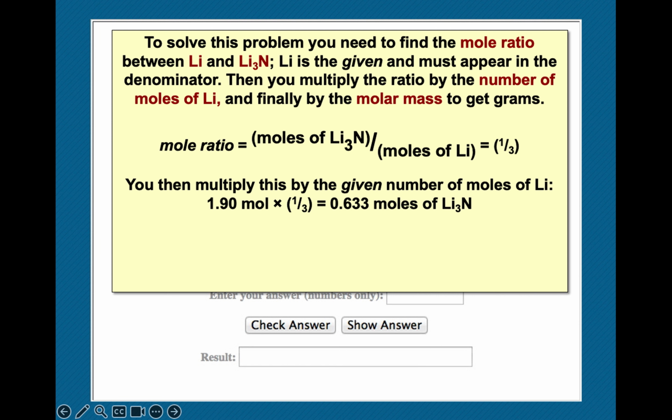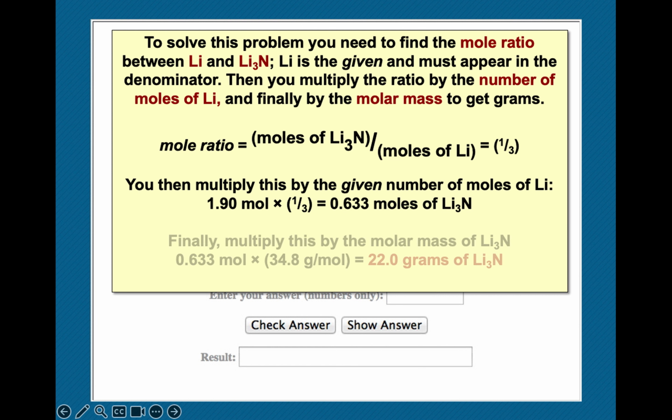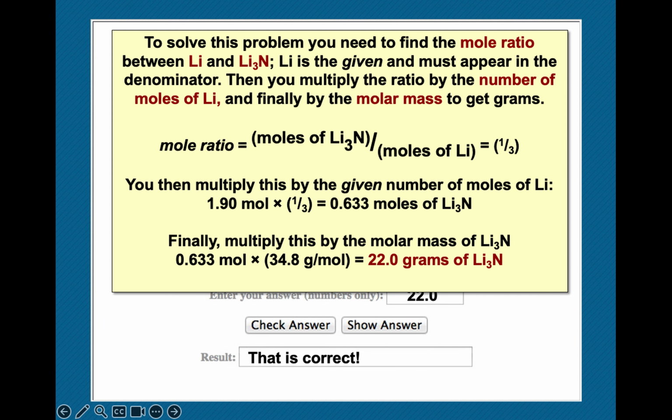How do we get grams? We know the molar mass of this, it was given, it's hidden, 34.8 grams per mole. Simply multiply these together, 22 grams is our answer. So again, this problem differs from the first one. You have to do this part first, but that's not your answer. You have to do this times molar mass to get your answer. Any questions?